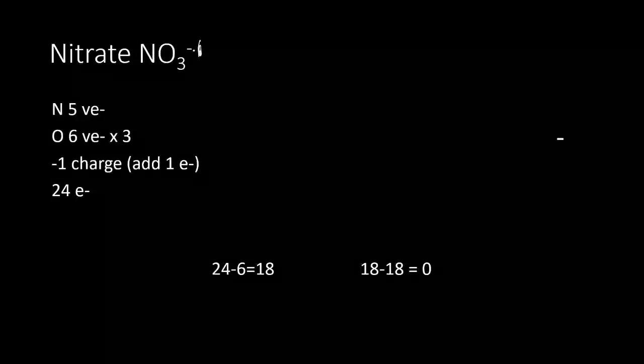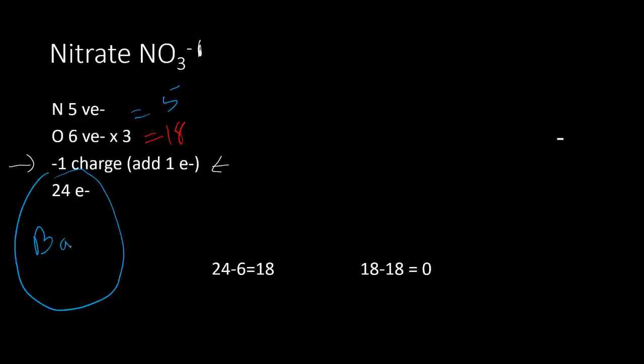And because of that, you get an extra electron because of the charge. So nitrogen brings its 5 valence electrons, oxygen brings 6. There's 3 oxygens, so that gives us 18. All right, so oxygen is bringing 18 valence electrons, nitrogen is bringing its 5, and then you get 1 from the charge. So 5 plus 18 is 23, plus the 1 gives us 24, and that's in our bank.